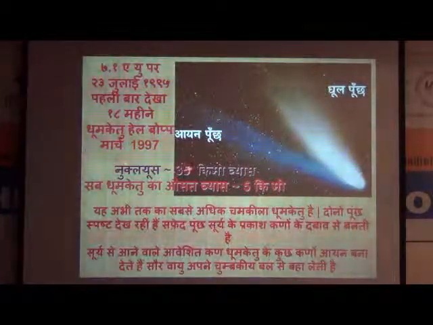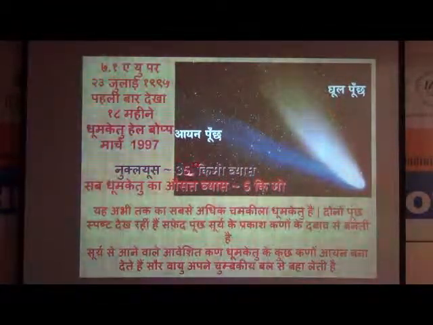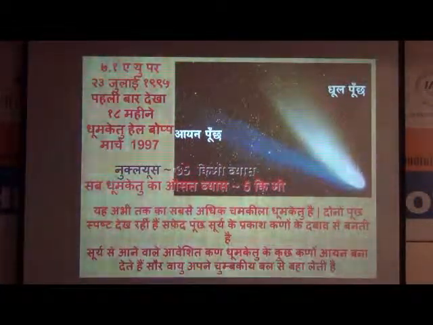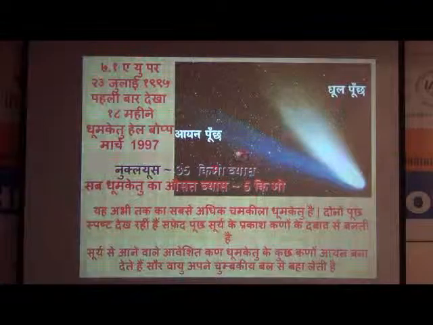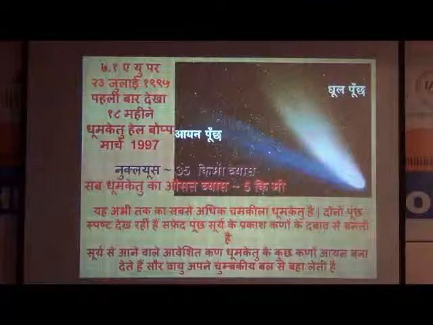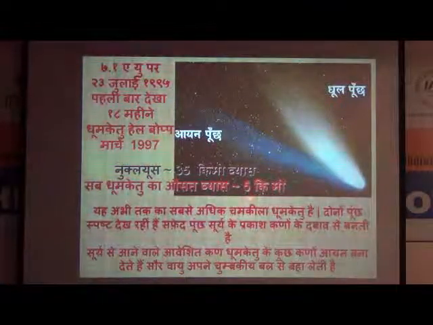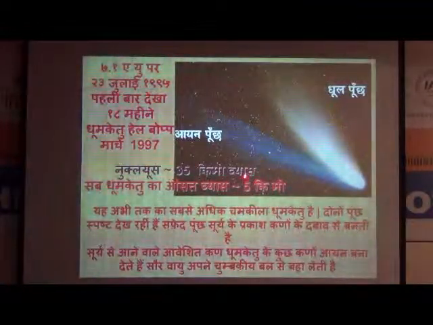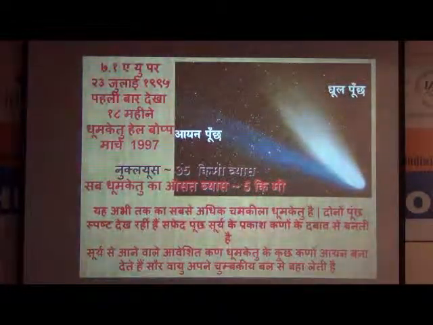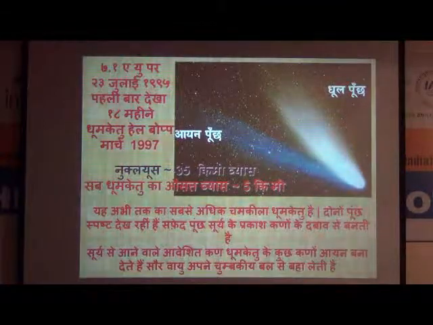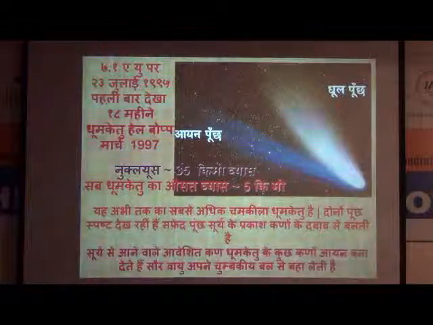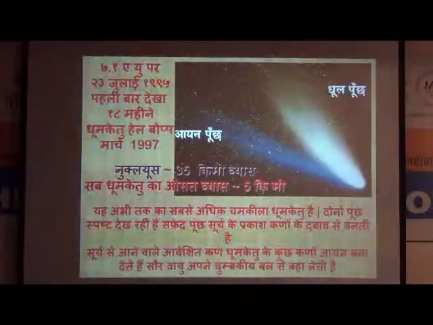And the specialty of this comet was that it had the largest nucleus. The solid part is estimated to be about 35 kilometers in diameter, whereas on average, the comets that the scientific world has studied have a diameter of about 5 kilometers. So it is 7 times larger, the largest comet that studies have so far been made of. Next slide, please.